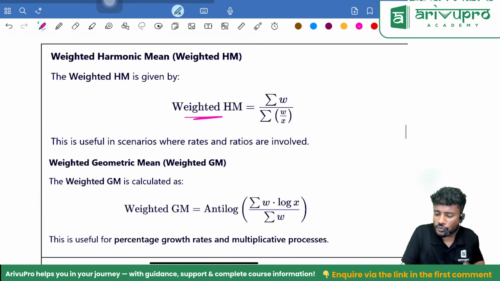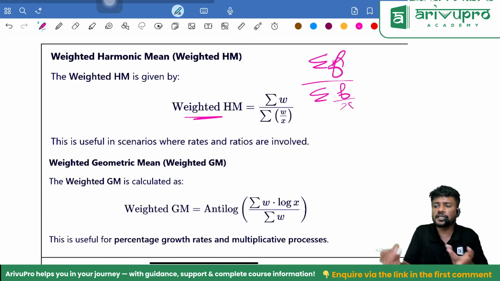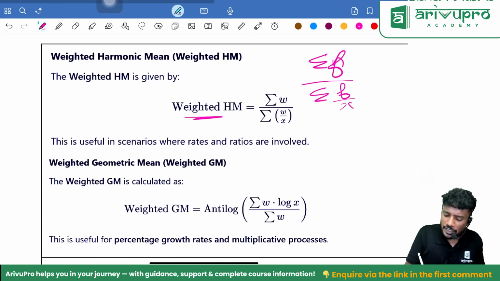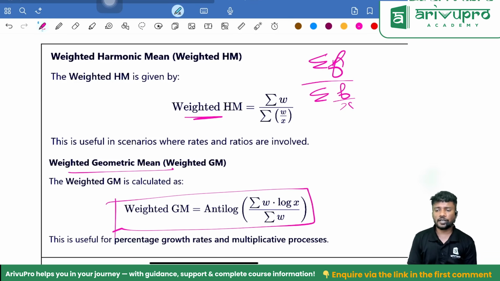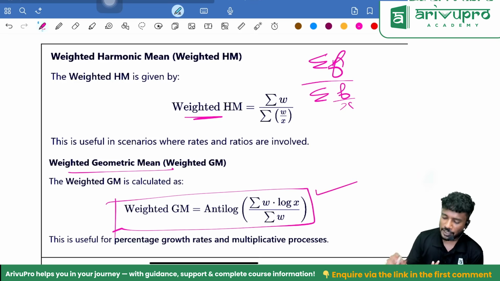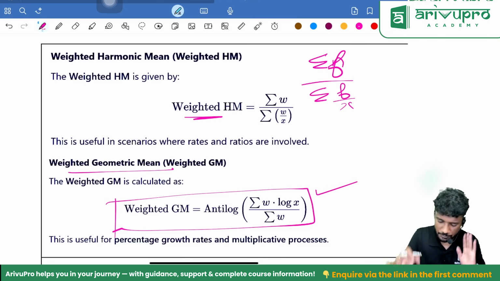Then the HM also has a similar formula. What was the group formula for HM? Sigma f divided by sigma f by x. Instead of f, we will put W. Make a note of this formula, they can ask, because the weighted geometric mean formula is given like this: sigma W into log of X divided by sigma W. If you ask me, you can write it in the normal way itself, X raised to W, but at the end of the day, they might be asking in this way. Keep a note of it.